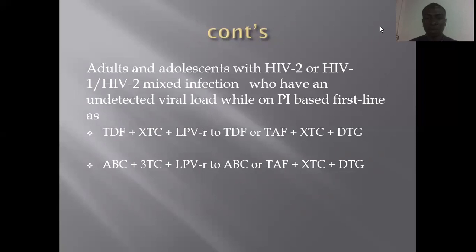Adults and adolescents with HIV 1 or mixed infection who have an undetected viral load while on PI-based first line, that is, those who are on protease inhibitors, you can give TDF plus XTC plus LPV, or you can give TAF plus XTC plus DTG, or you can give ABC plus 3TC plus LPV, or TAF plus XTC plus DTG.